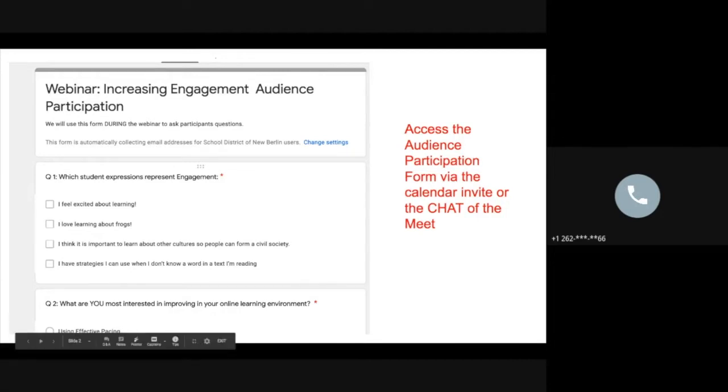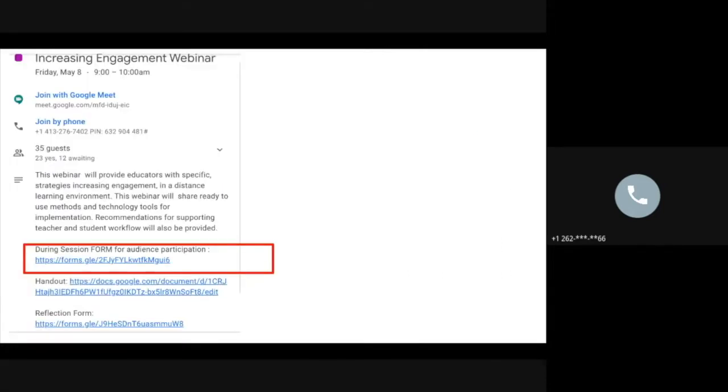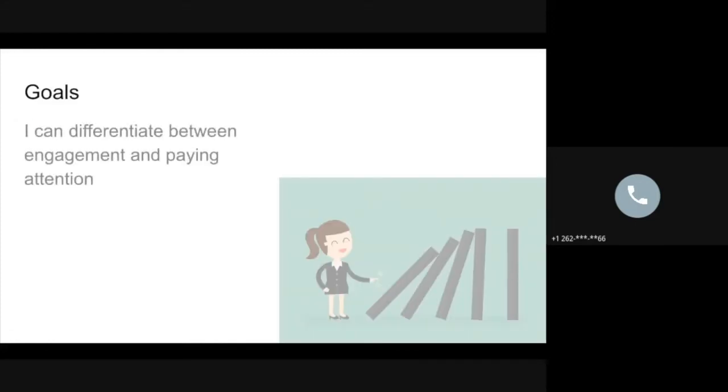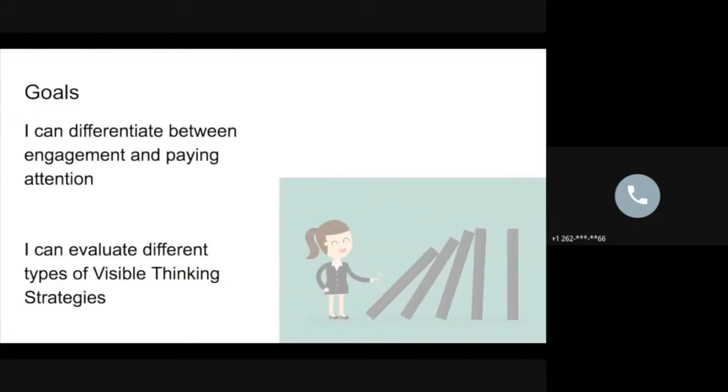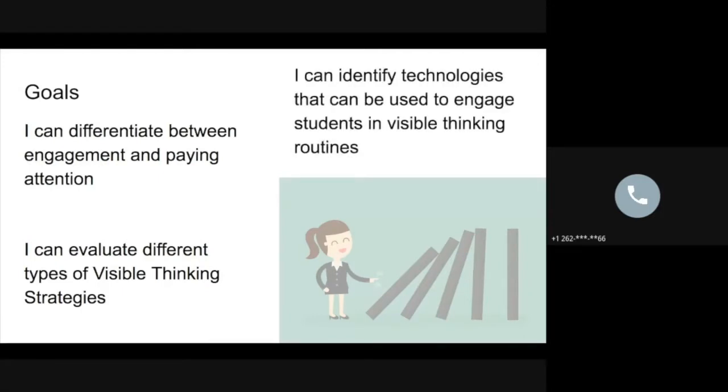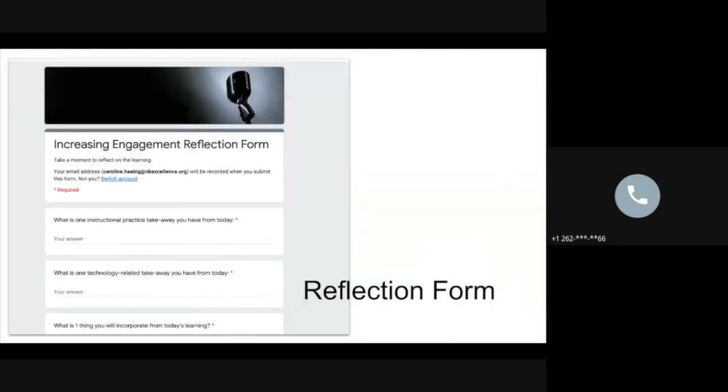The goals for today: one, I can differentiate between engagement and just paying attention and completing tasks. There is a difference. The second point is that we want you to be able to evaluate different types of visible thinking strategies. And the third one is that you can identify technologies that can be used to engage students in these visible thinking routines. So as we go through our work today, we want to be very specific about the instructional side. And then we're going to give a lot of examples of tools that can help maximize student engagement while employing these strategies. The next slide, Jay.